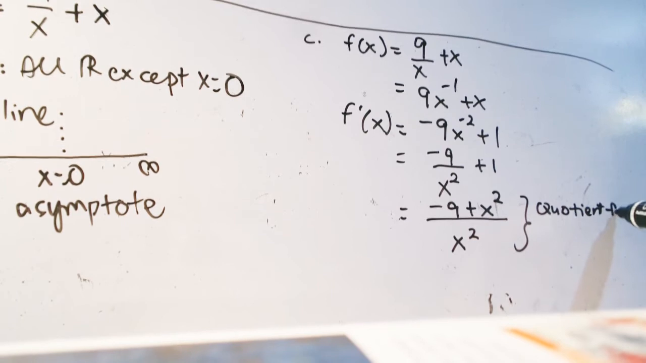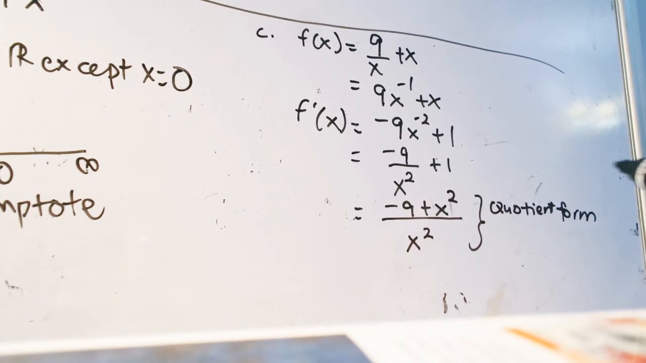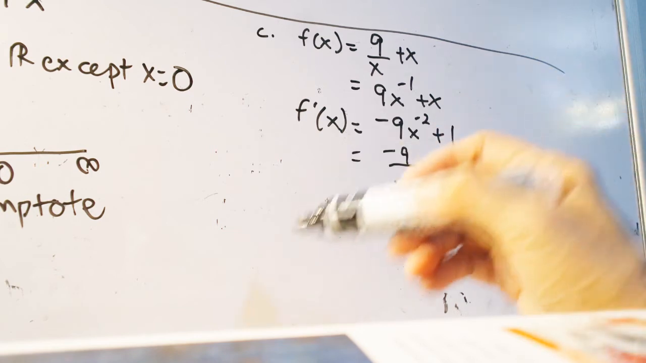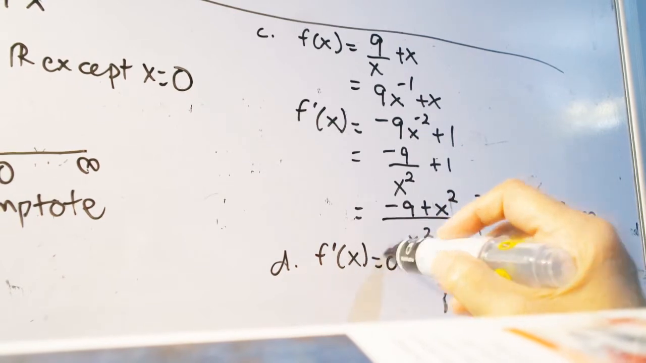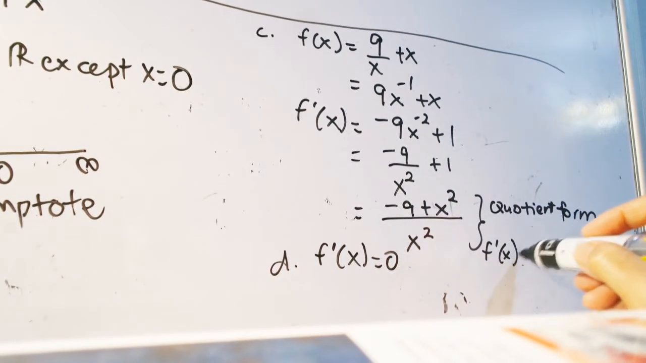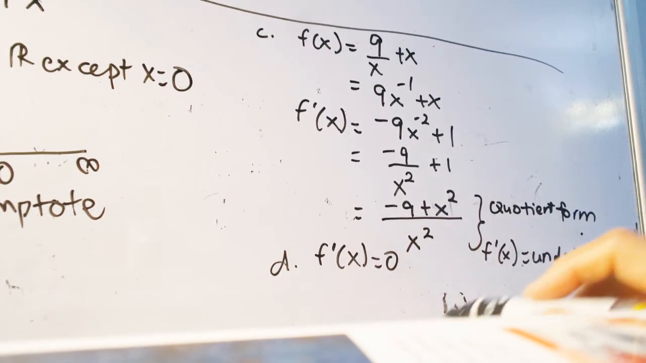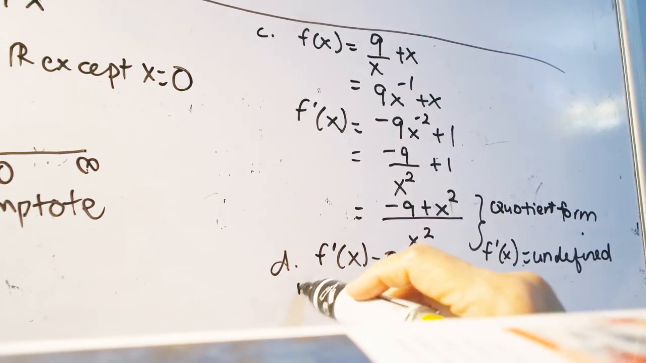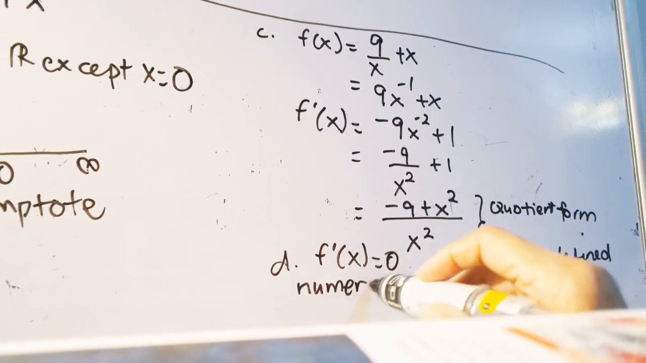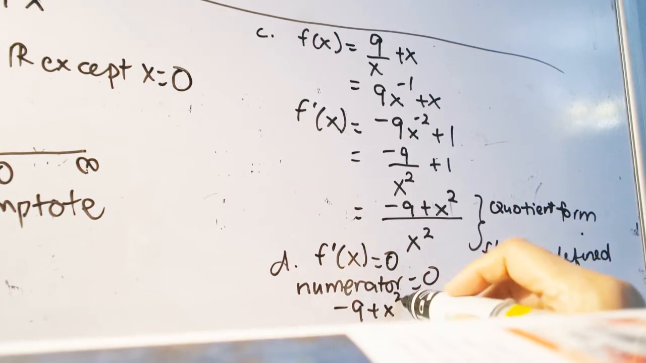Why do we change it to quotient form? Because it's easier for us to extract the numerator from the denominator for the next step. D: find where the slope is 0 and where the slope is undefined. Slope is 0 when the numerator equals 0: minus 9 plus x squared equals 0.